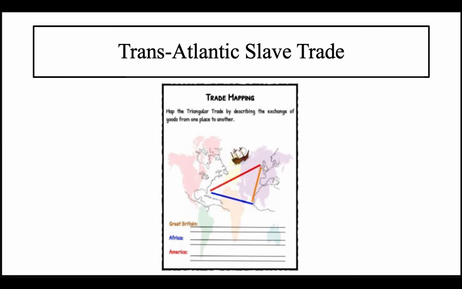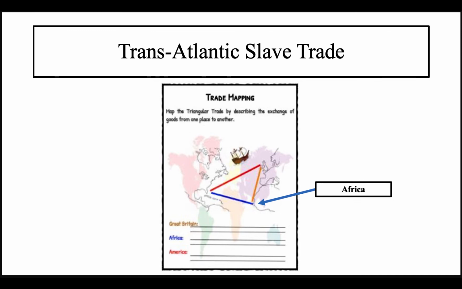Okay, class. Today we'll explore the route of the transatlantic slave trade, and I want everyone to label each continent or country and what goods were traded between them. So follow along and make sure you have your pencils. We're going to do this together as a class.